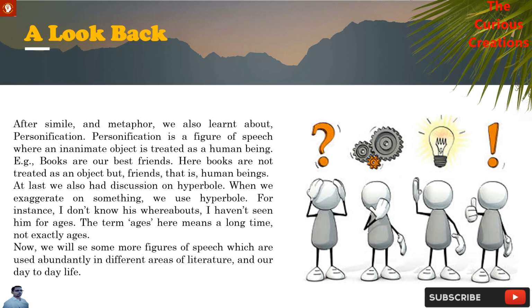After simile and metaphor, we also learned about personification. Personification is a figure of speech where an inanimate object is treated as a human being. For example, books are our best friends. Here, books are not treated as an object, but friends, that is, human beings.